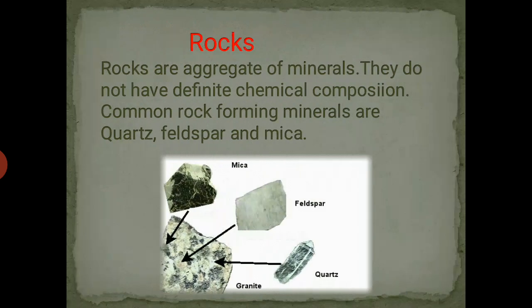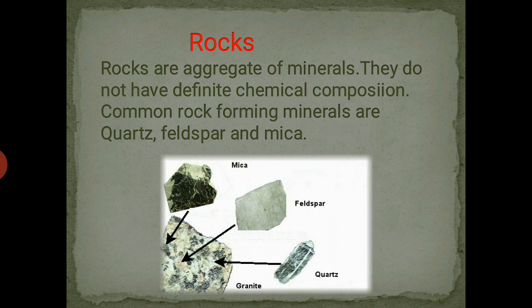Now, rocks. What are rocks? Rocks are aggregates of minerals. They do not have definite chemical composition. Children, here is a difference. Minerals have definite chemical composition, but rocks do not have definite chemical composition. Now, what does aggregate mean? Children, aggregate means that the rocks are made up of different minerals. But there are some common rock forming minerals that are found in the rocks. They are quartz, feldspar, and mica.